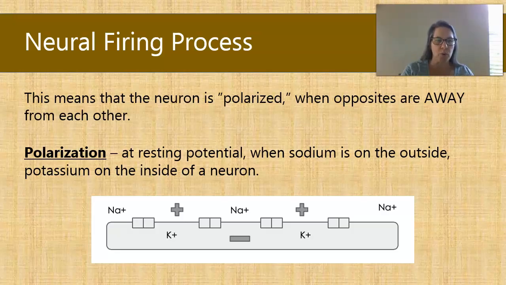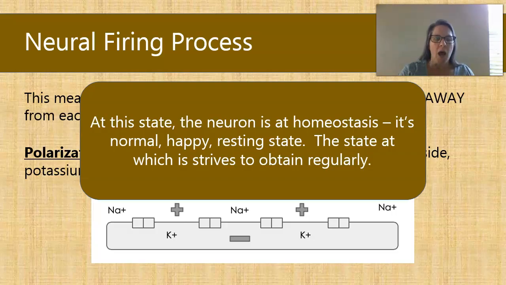Okay, so polarized. At this state, our neuron is in what is known as homeostasis. Okay, homeostasis is our normal state. And we are always in our body trying to maintain homeostasis. We're always trying to maintain our normal state.